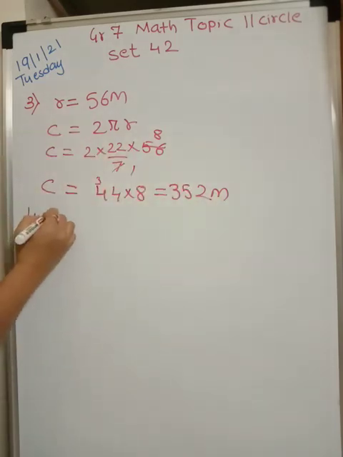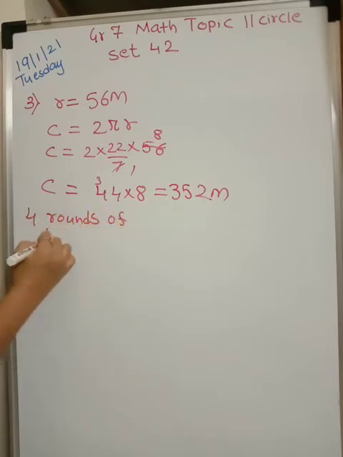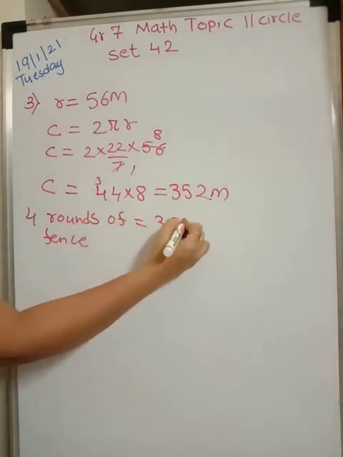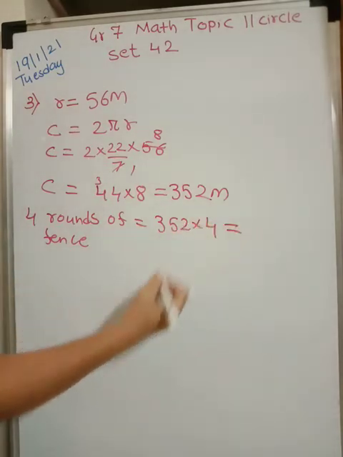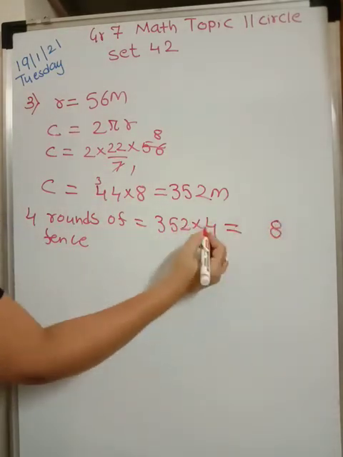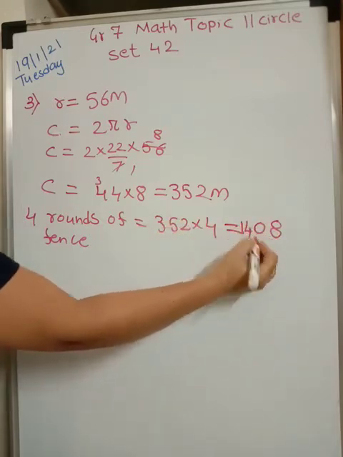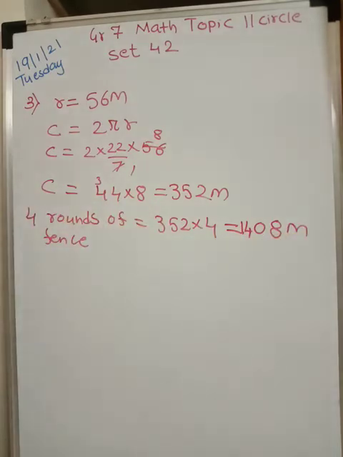Now 4 rounds of fence. This is one round, so it is 352 into 4. Alright. So what will be the total length? It is 4 twos are 8, 4 fives are 20, 4 threes are 12, 13, 14. So 1408 meters of whatever material they are using will be required to put 4 rounds of fence around the garden. Now, what is the cost they have asked?